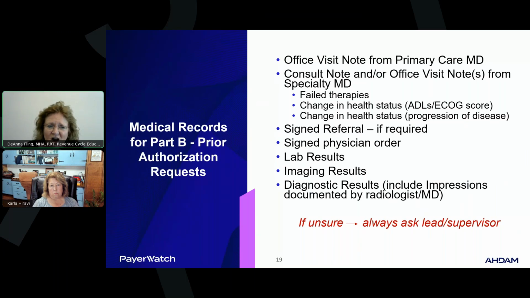Now, a good physician's documentation will also include ADLs or maybe ECOG scores. Just to give you a little bit of history about an ECOG score: an ECOG score is used in oncology to score a patient's level of function and how the disease impacts their daily living. The scale ranges from 0 to 5, with 0 being fully active and able to carry on all the pre-disease activities without restrictions, and 5 indicating death. This type of information is what the clinical reviewer is looking for.